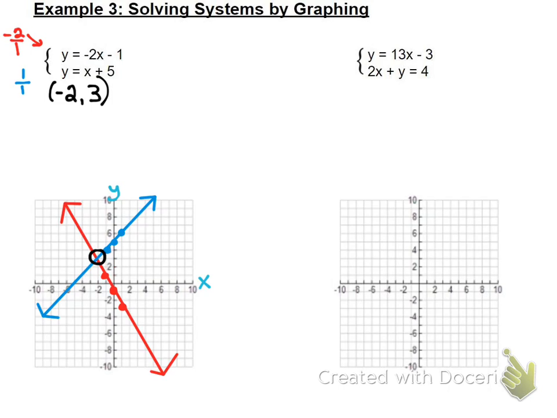Now, is there a way to check that? You know it. So this is going to be our answer because all it asks us to do is solve the system by graphing. We graphed it. We solved it.